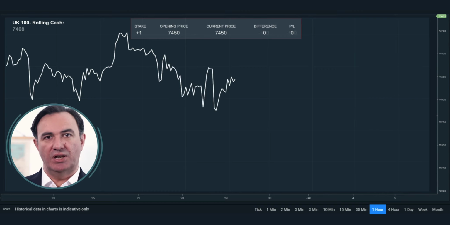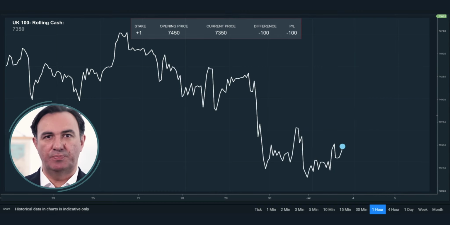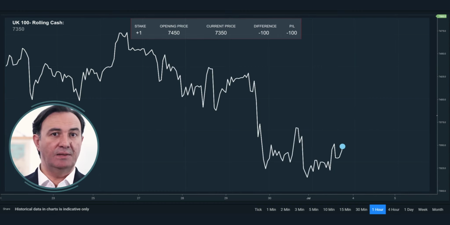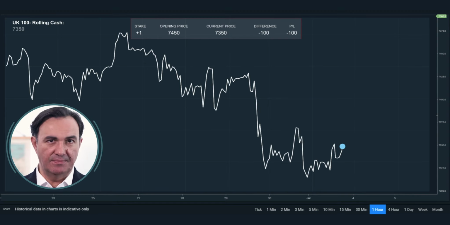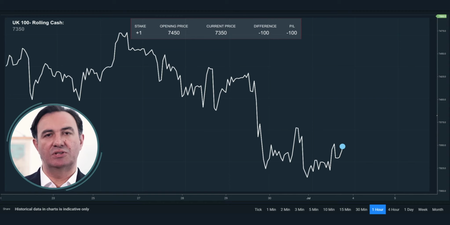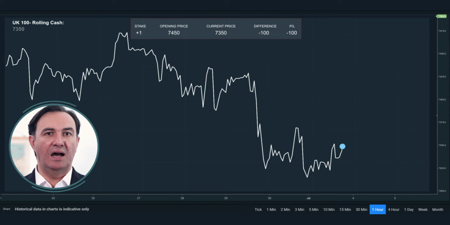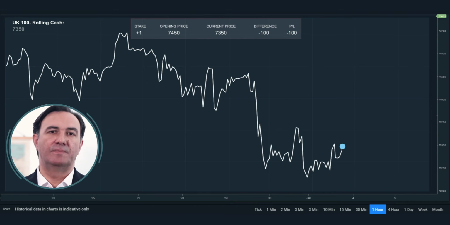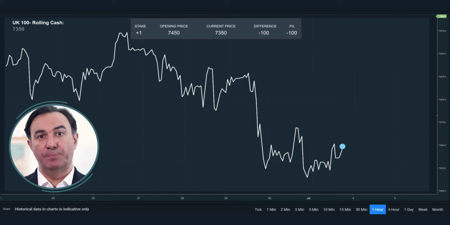Let's wind the chart forward and see what happens to the price. So, the market price has gone against your prediction. If I exited my spread bet here at 7,350, I would have lost £100 on the trade. That's 100 points at £1 a point.